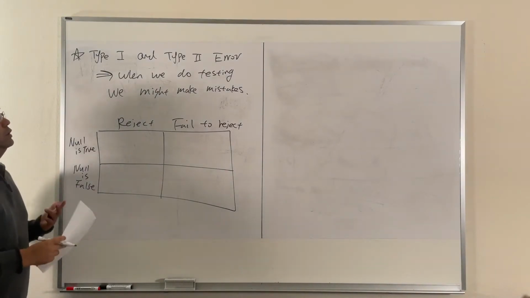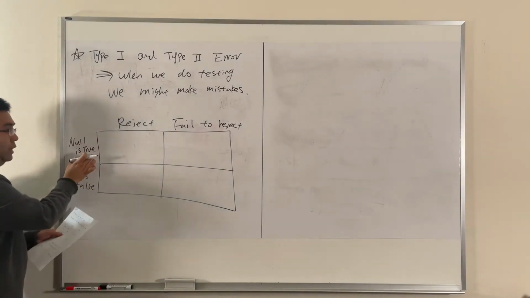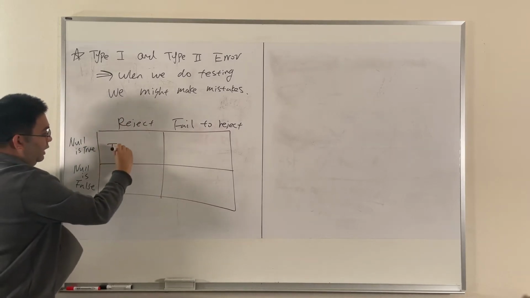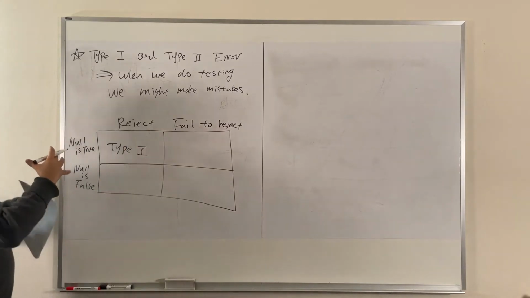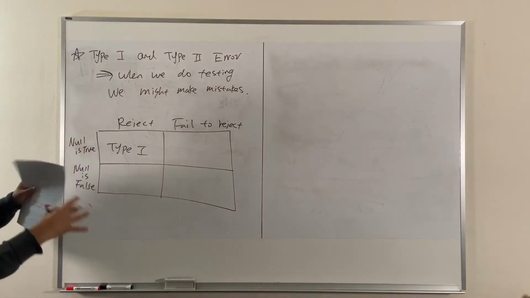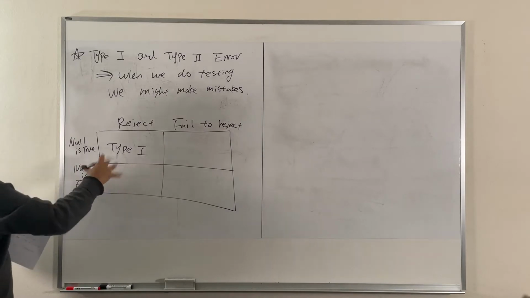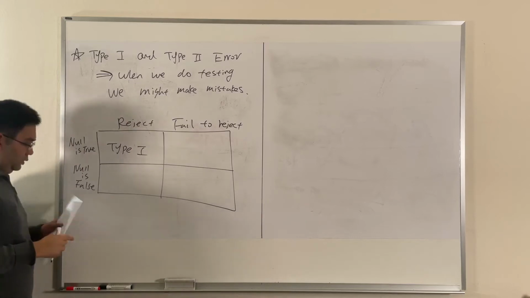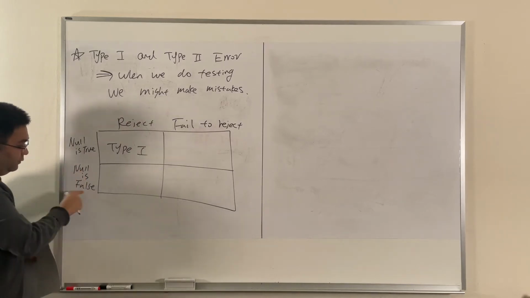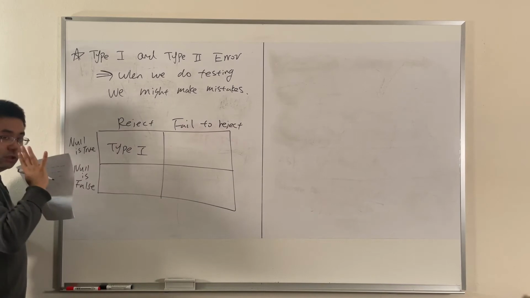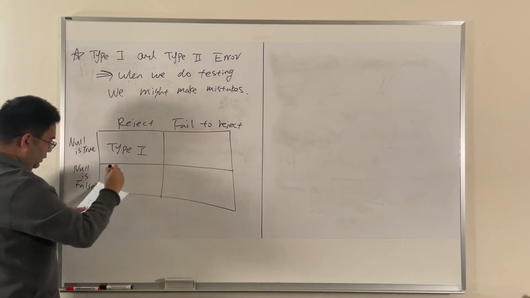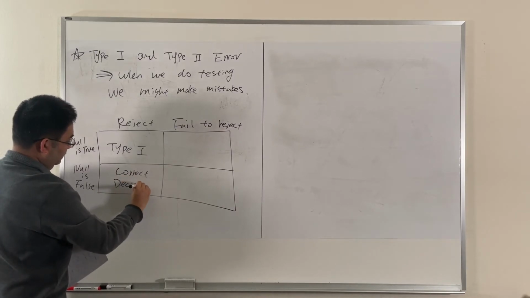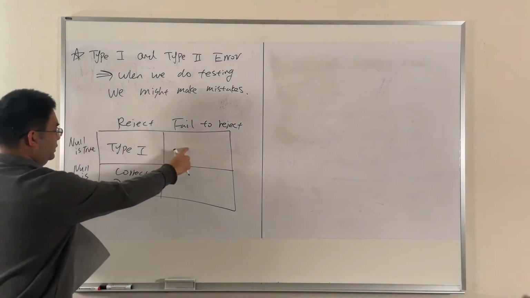What's type 1 error? Type 1 error is when the null is true, you reject the null. This is a mistake. Remember, the null is true, we reject the null. That sounds familiar, and I'll connect type 1 to something we learned before. When the null is false, you reject the null. This is a correct decision. Now let's move to this box here.